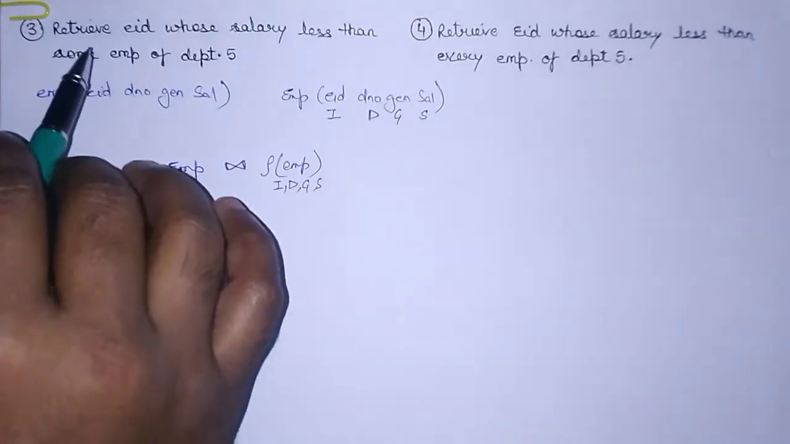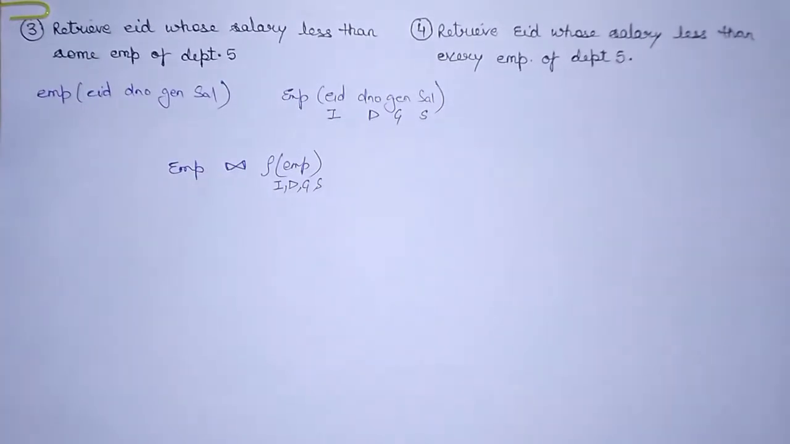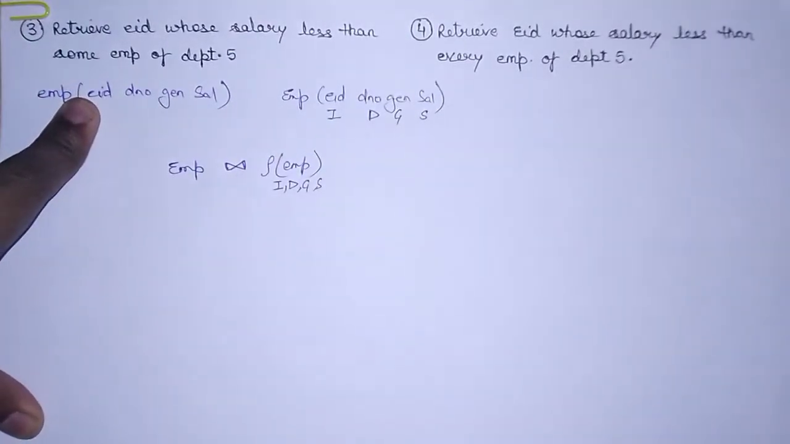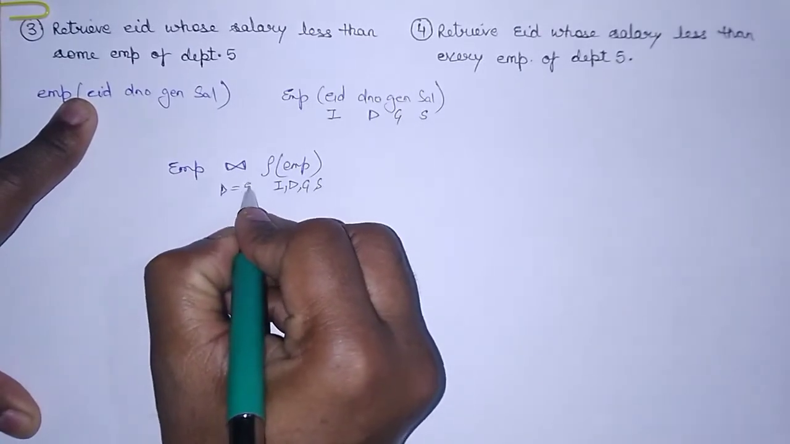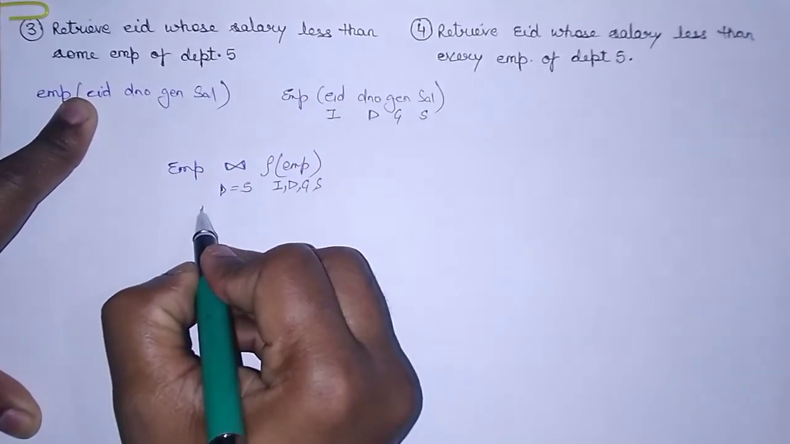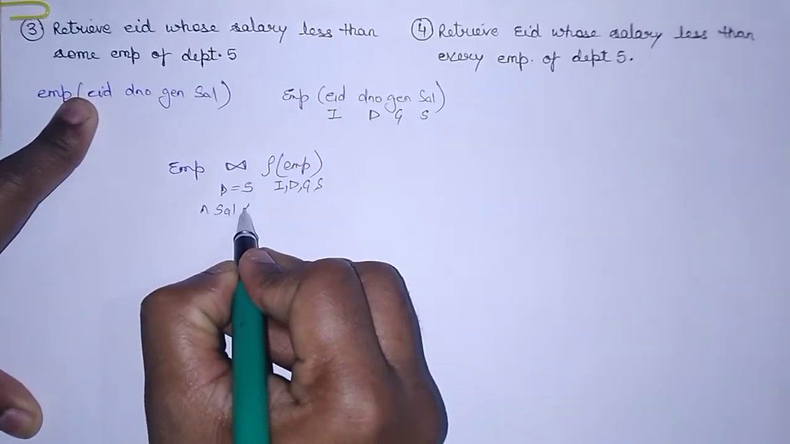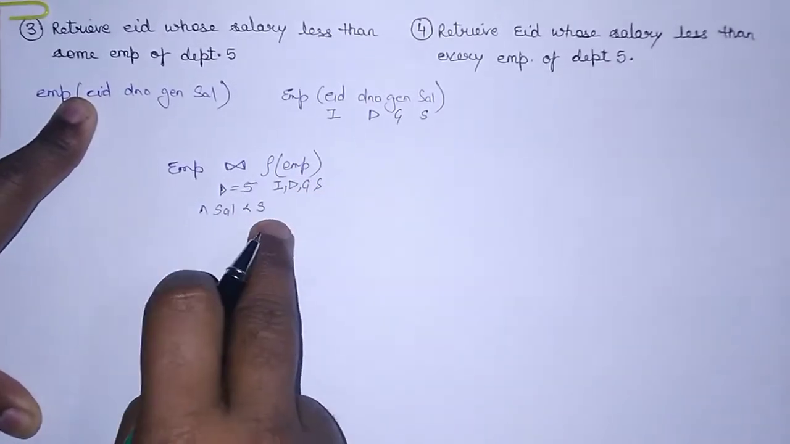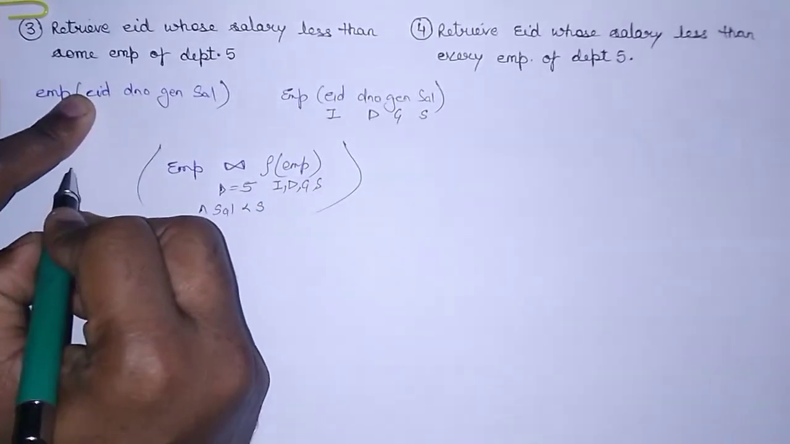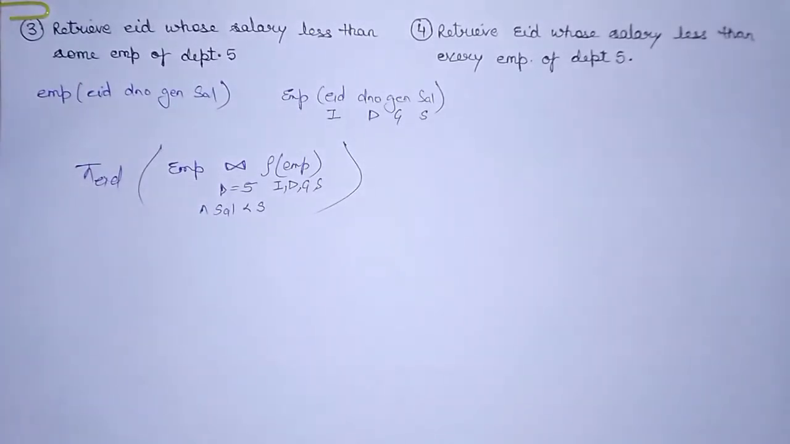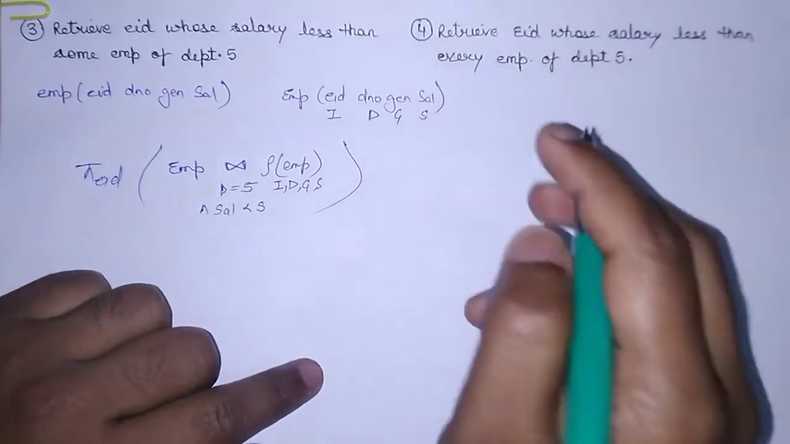Now I have to retrieve the employee whose salary is less than some employee of department 5. That means we have to relate this table with this table. If the department is 5, that means D has to be 5. So the first condition is D has to be 5. Next, the salary has to be less than some employee of this table. That means the salary has to be less than S. So first thing is the department has to be 5 and the salary has to be less than S. This way we can find out, and finally we have to retrieve the employee ID. So this is how you can find the direct queries for a particular statement. Now let's go with the second one.